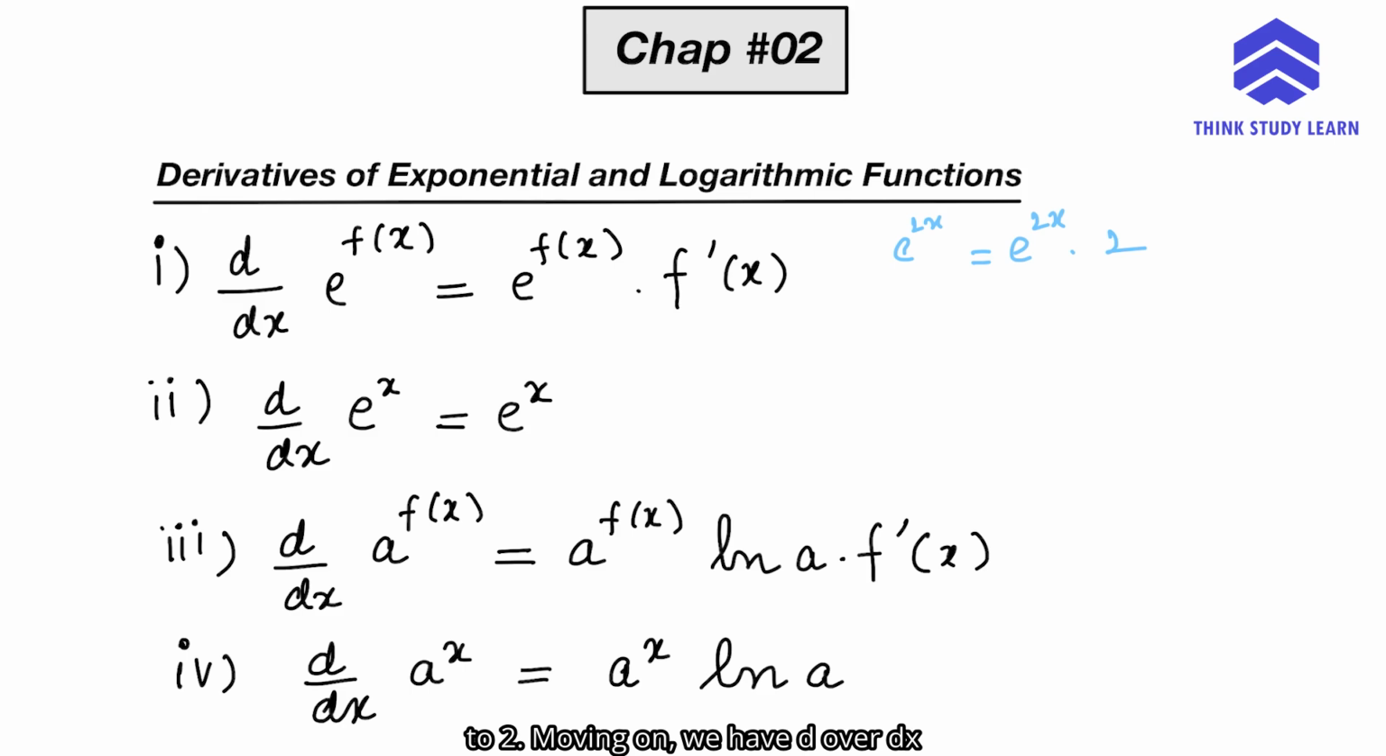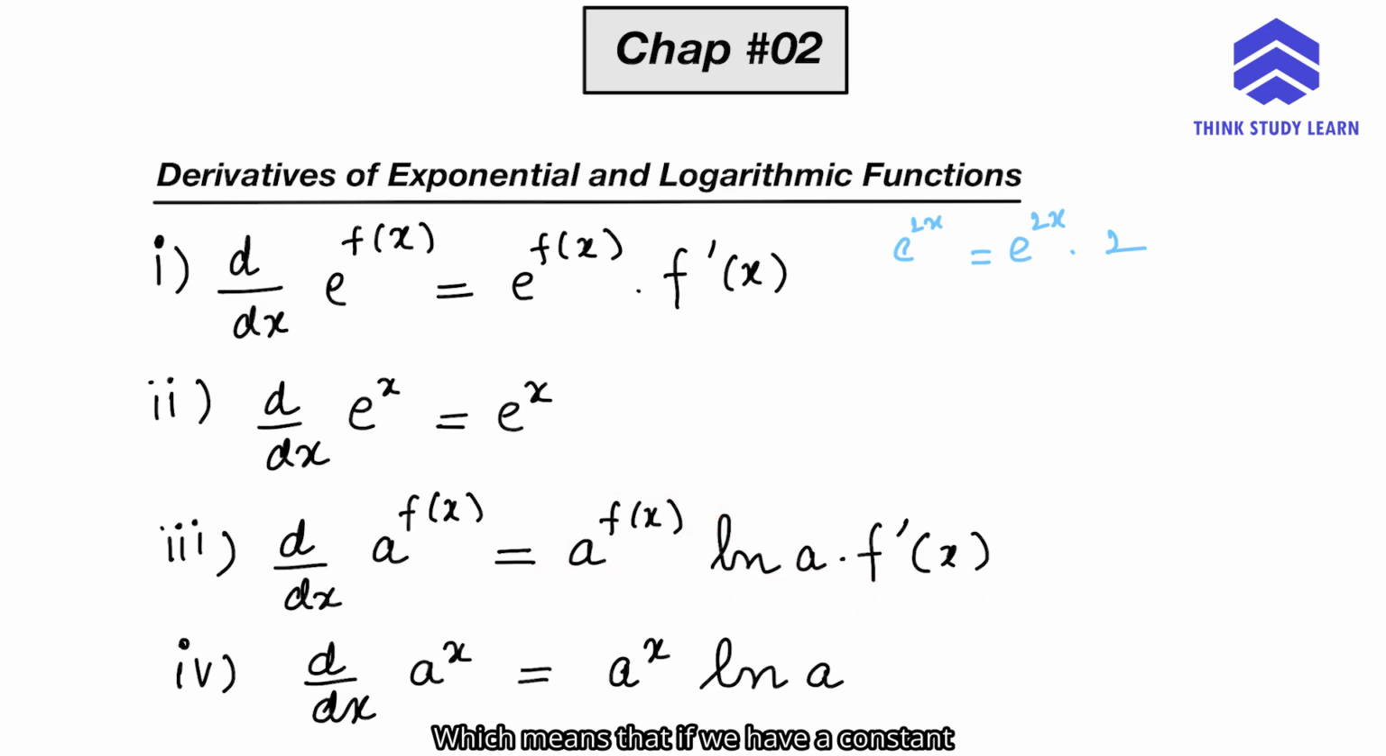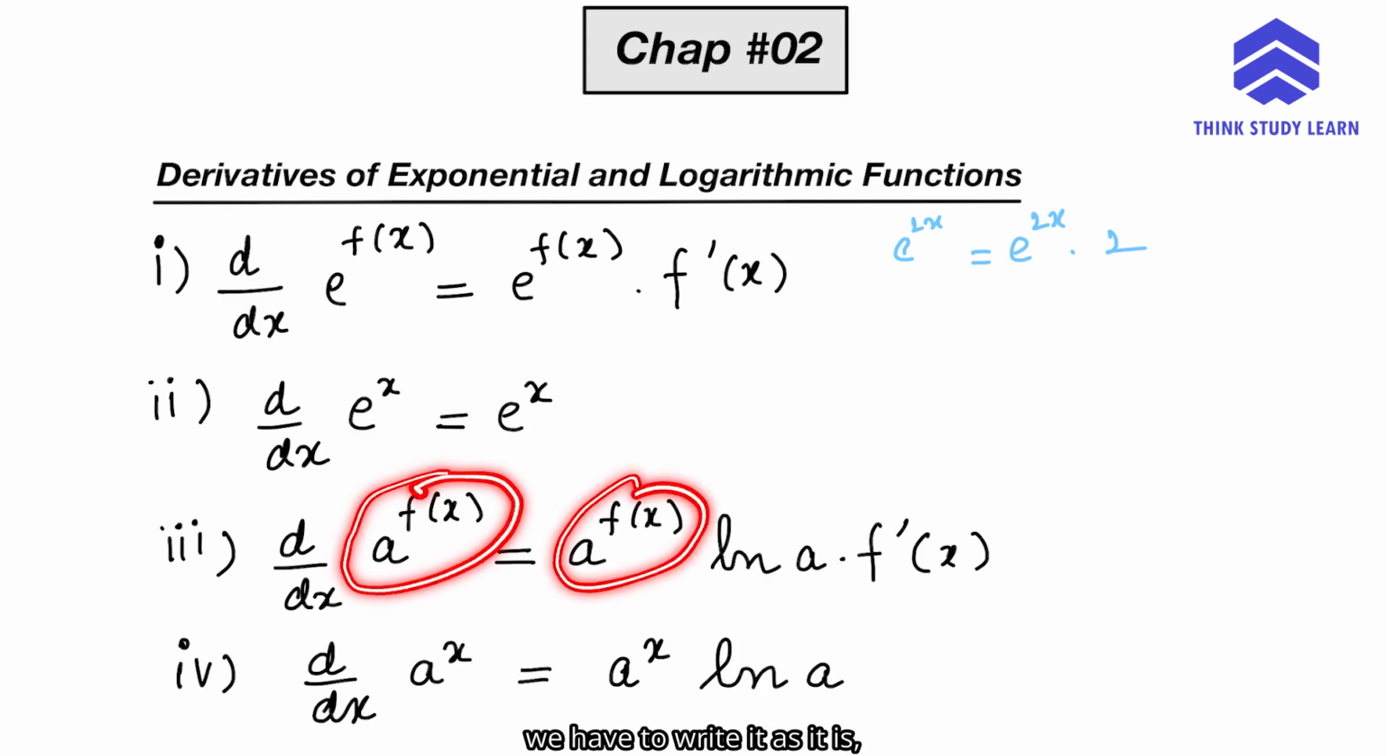Moving on, we have d over dx a raised to power f of x is equal to a raised to power f of x ln of a multiplied by the derivative of the power. Which means that if we have a constant raised to power the function, or the value involving the x is in the power, then what we have to do, we have to write it as it is. Then we have to take the log of the base multiplied by the derivative of the power.